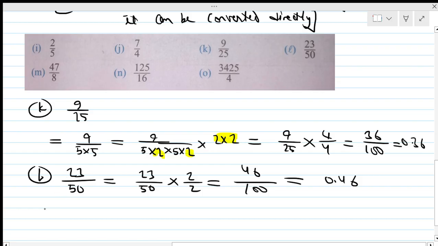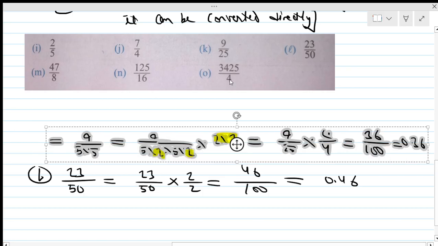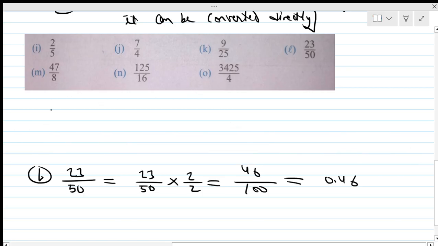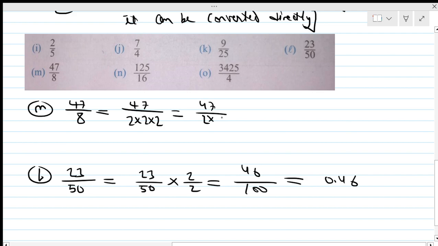Now after L, we go to number M. Okay, number M. So 47 divided by 8 we have, and you may not know directly by what value you have to multiply. So let's see it by breaking. 8 you break and you write 2 into 2 into 2. So for each 2 you have to multiply by 5. So how many times by 5 do we have to multiply here? 3 times.